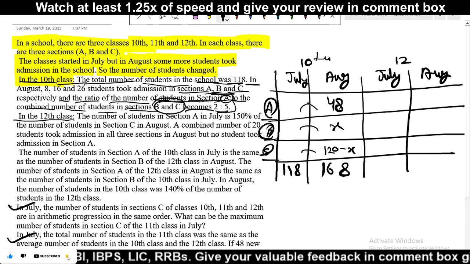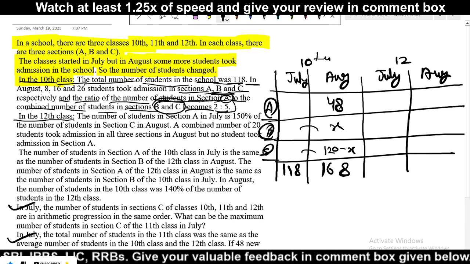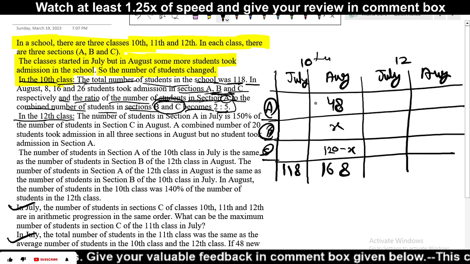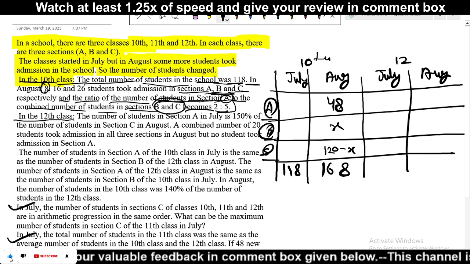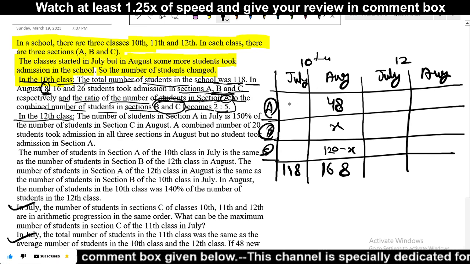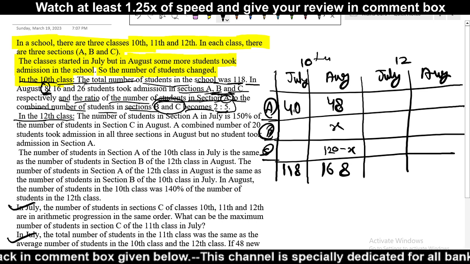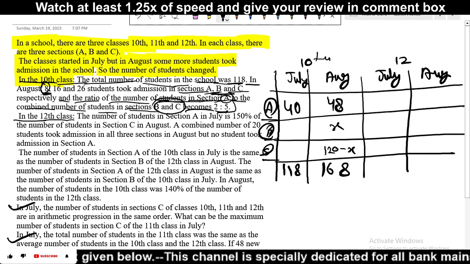So this is all about the 10th class data. Up to here it is only 10th class, and after that 12th class data starts. Before that, one more thing is coming to my mind: I know the number of students increased in each section. If we talk about section A, here you know that 8 students took admission. After taking admission, this becomes 48. So what was the earlier number of students? It was 40. I just subtracted 8 from 48.